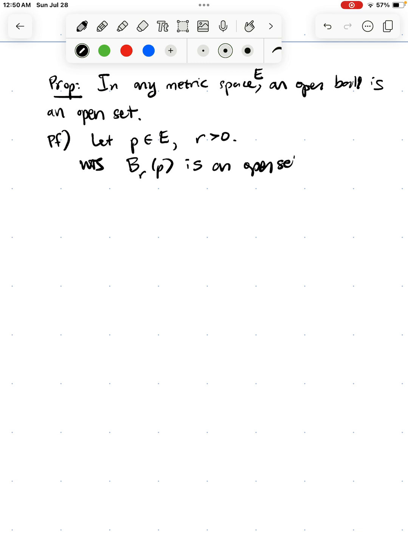Okay, so the proof, well, let's call the metric space E. An open ball is an open set. Well, what does that mean? Suppose that we have an open ball, so let P be in E and R greater than 0. We want to show that this open ball is an open set. And what does that mean?